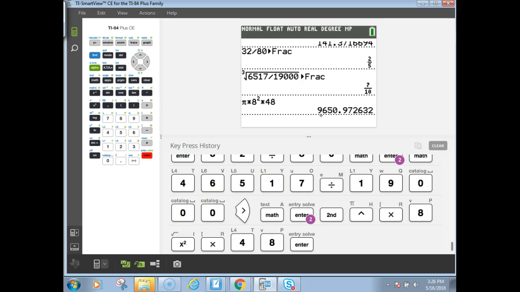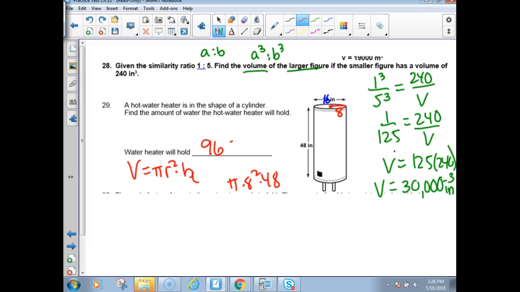Okay, so I've got 9,650. Oh, that would be 51. 9,651 cubic inches in that tank. Doesn't sound like a very big tank, actually. Maybe 4 feet tall.